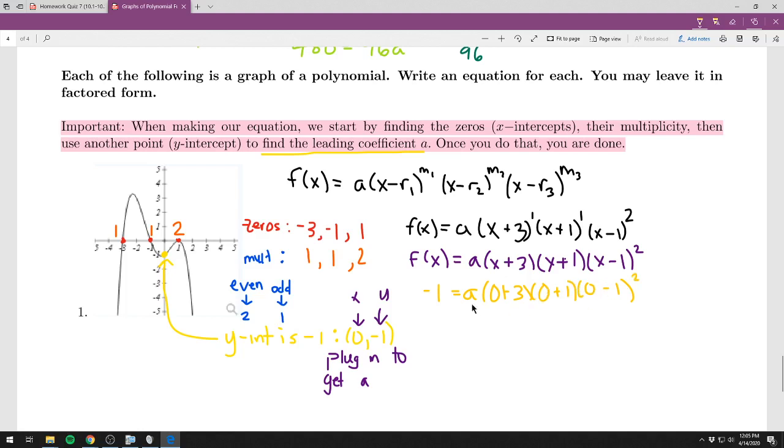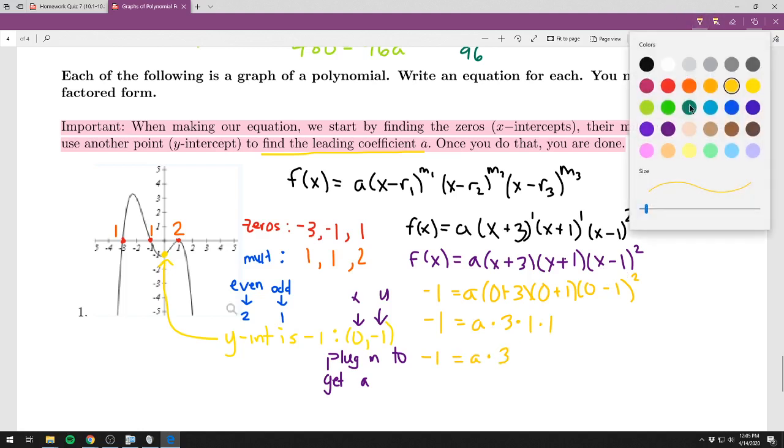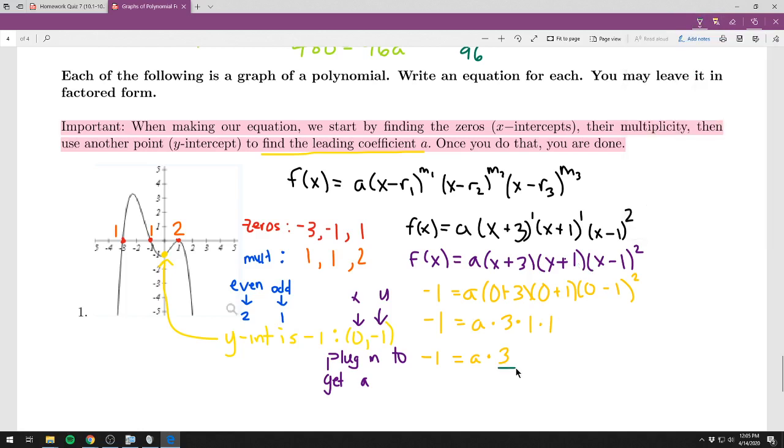All right, plugged in 0 for x's. 0 plus 3 is 3. 0 plus 1 is 1. 0 minus 1 is negative 1, but if you square a negative number, it becomes positive. So we get positive 1. 3 times 1 is 3. And we divide each side by 3 to get a. Yeah, a equals negative 1/3.